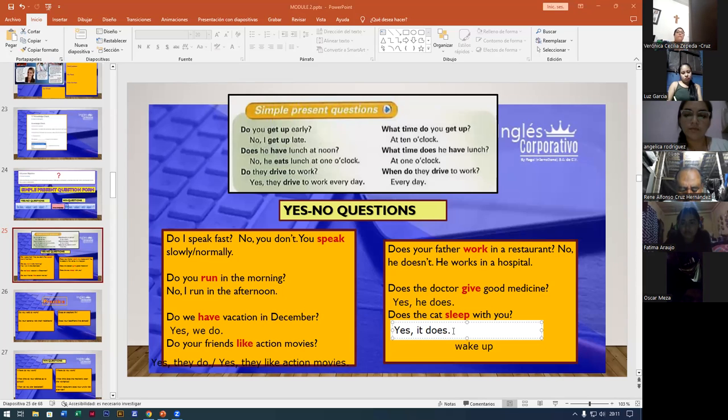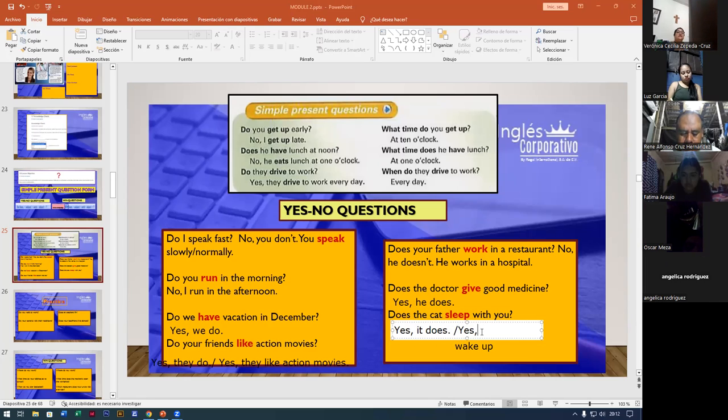If you want to give a complete answer, you need to include the verb. So how will it be? Oscar, how will the complete answer be? So you need to include the verb. Does the cat sleep with you? Affirmative. Oscar, can you give the complete answer, please, for this question? Does the cat sleep with you?